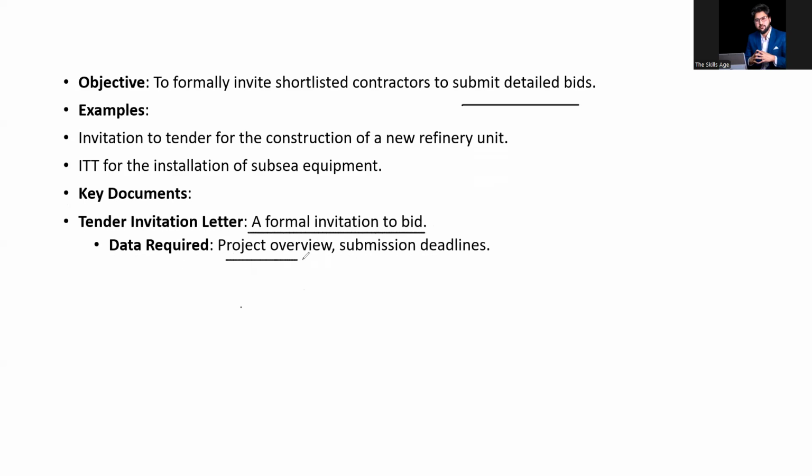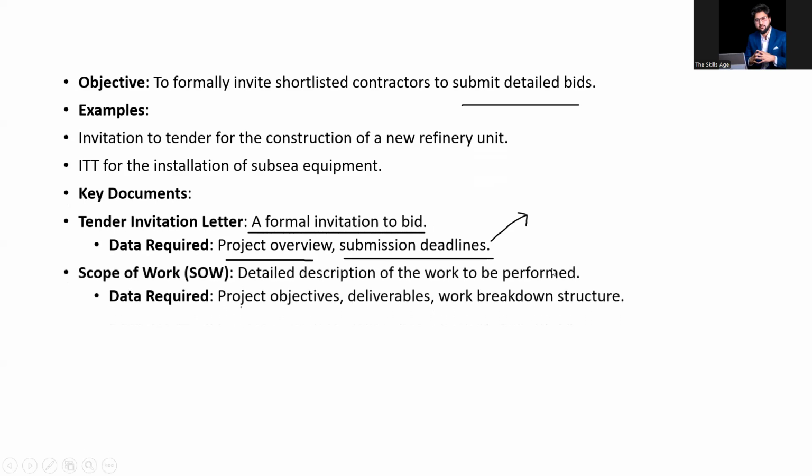Data required: project overview, submission deadlines. You should know that when there is a deadline, then there is the scope of work. What kind of work do you need to see? A detailed description of the work to be performed: project objectives, deliverables, work breakdown structure.